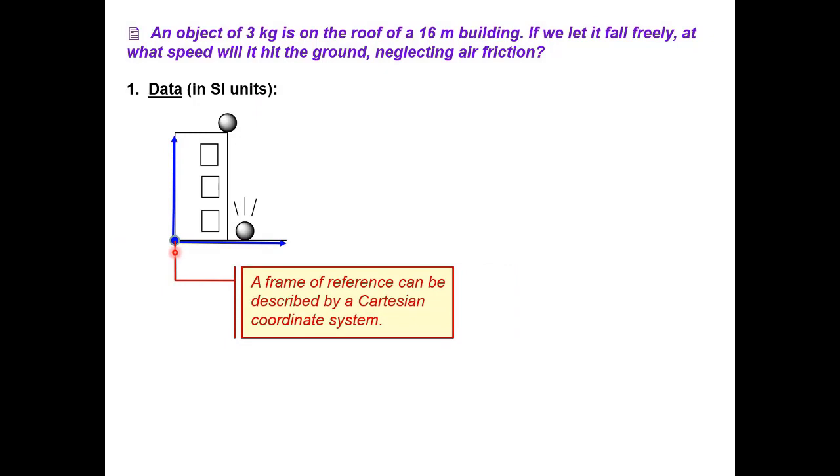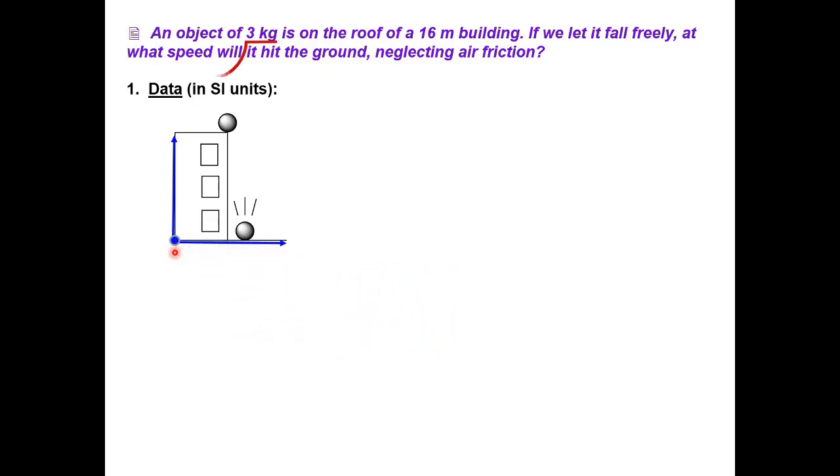A frame of reference can be described by a Cartesian coordinate system, and it is very important because the positions depend on the reference frame. Mass equals 3 kilograms. Initial height equals 16 meters.